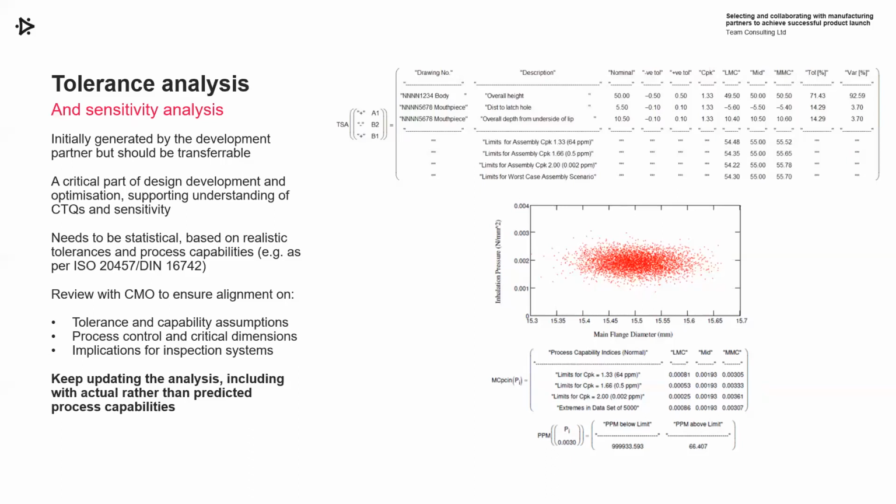And review with the CMO. You need to make sure you're aligned on what tolerances are achievable with what capability assumptions and what process control and critical dimensions you should be identifying and applying, and what are the implications for inspection systems during production. And keep updating the analysis, including once you get to actual production data of tooled parts, then you can compare the actual process capabilities with the ones that you had assumed.